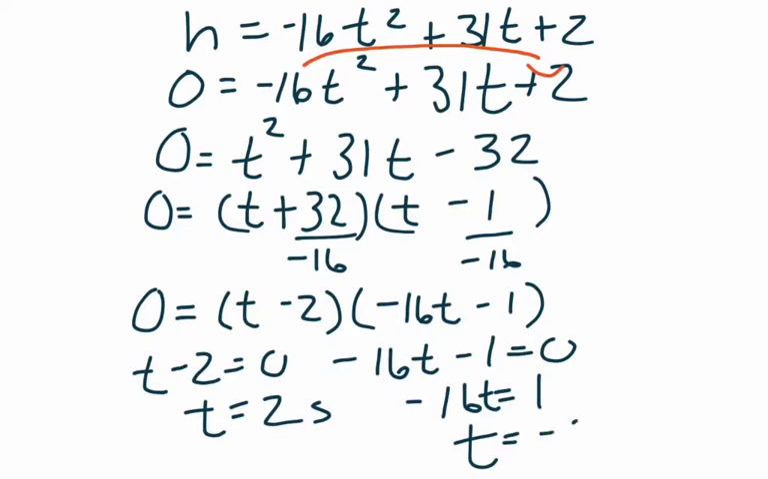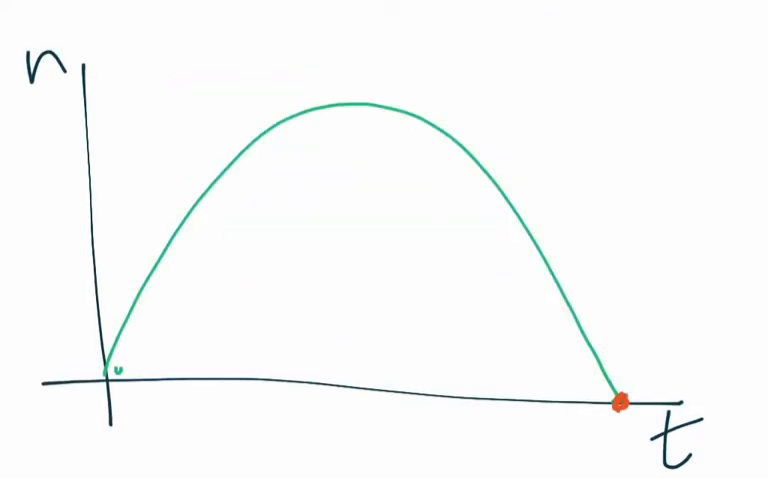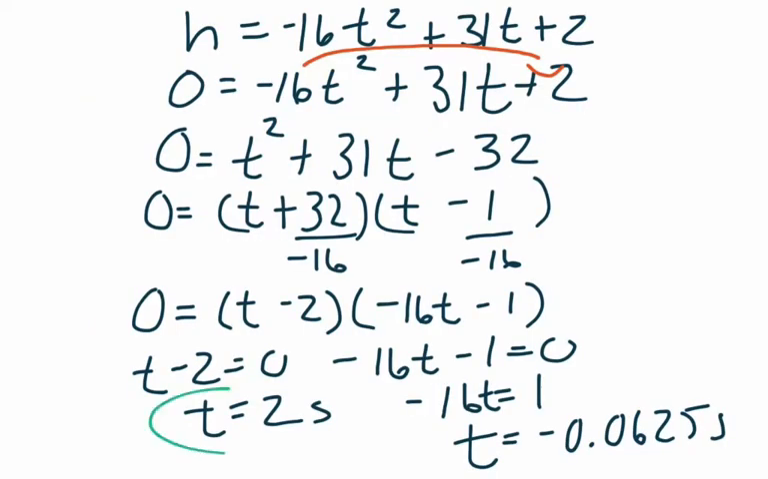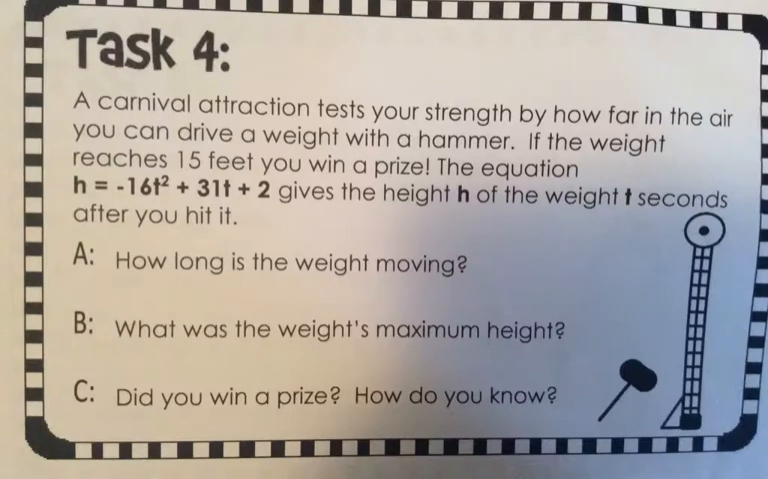Negative 0.0625 seconds. And those are the two numbers. But keep it in context of the problem. The only one that actually makes sense here is this one. This is the number we're looking for. So we're looking for the 2 seconds, not the negative one that's just back there. That's not the one that we want. So we're going to take the t equals 2 seconds. So how long was the weight moving? The weight was moving for 2 seconds.